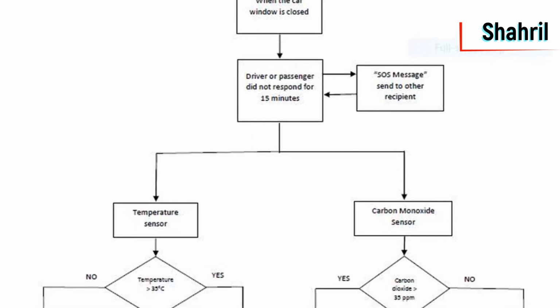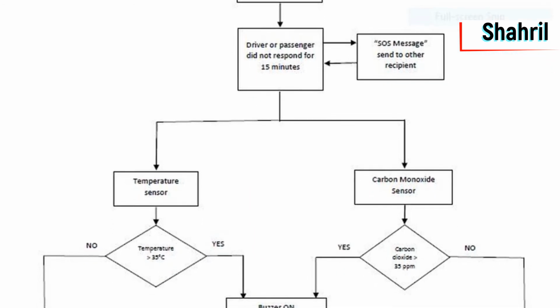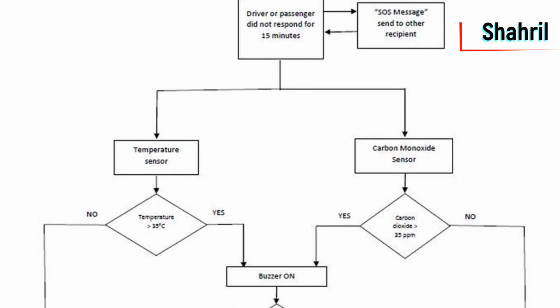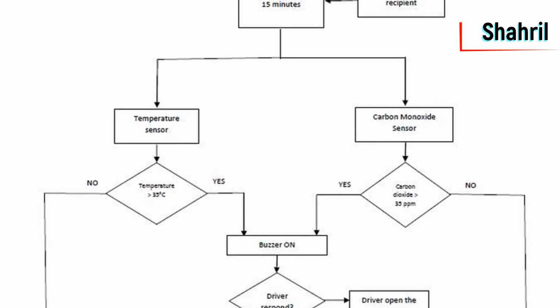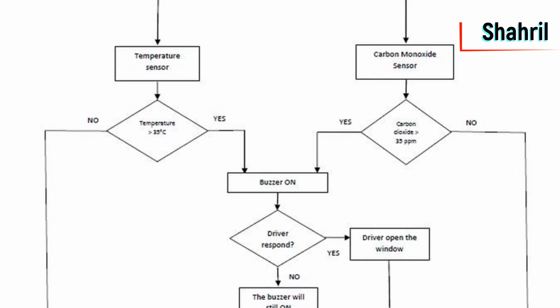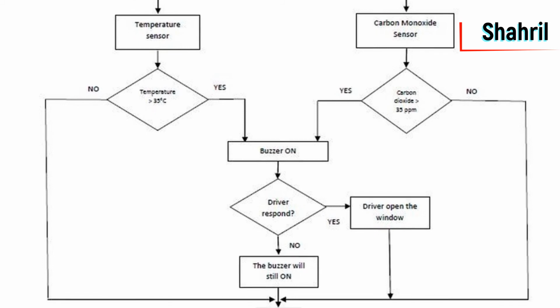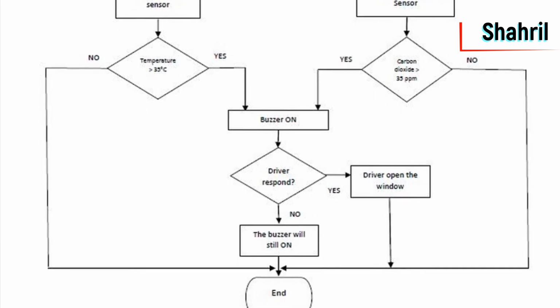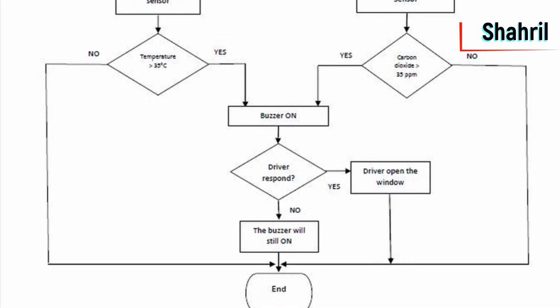When the temperature sensor detects heat of more than 35 degrees Celsius in the car, it will turn on the buzzer in order to gain attention from the outside. The same goes for the carbon monoxide sensor, which will also detect the presence of carbon monoxide of more than 35 ppm, and it will turn on the buzzer. The driver or passenger needs to respond by opening the window. If there is no response, the buzzer will keep repeating to alert the surroundings.